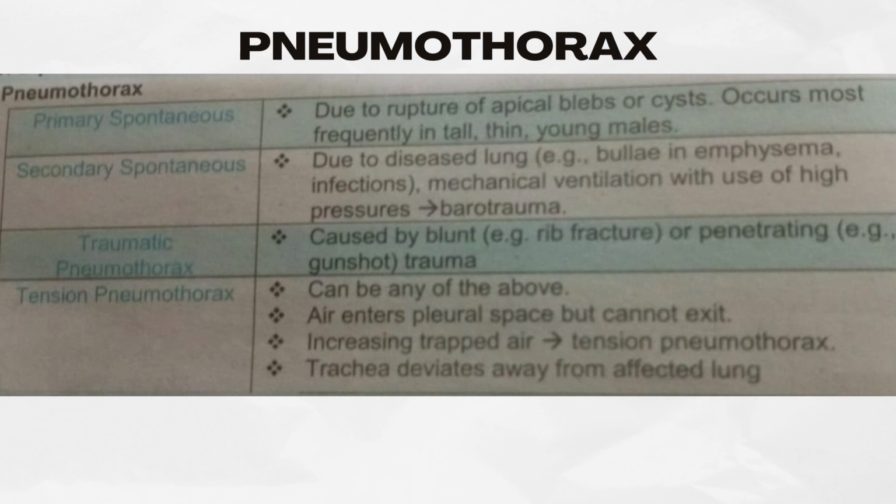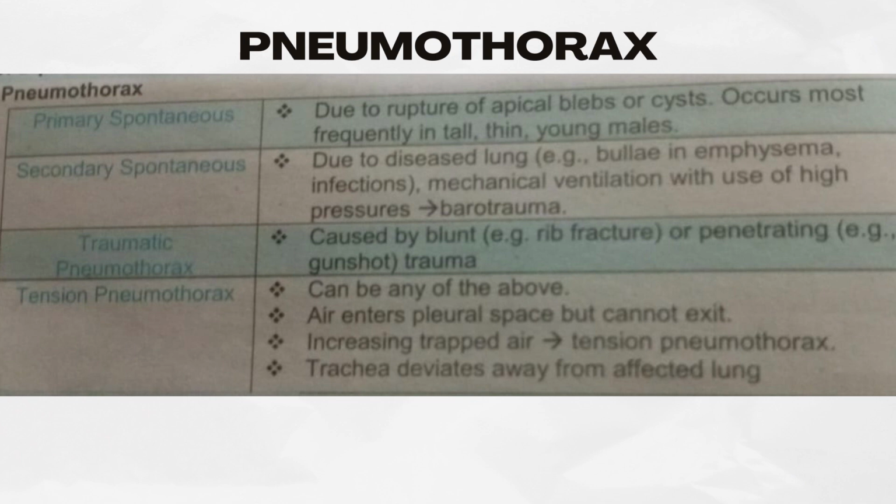Then there is traumatic pneumothorax, which is caused by blunt or penetrating trauma. A blunt trauma could be a rib fracture, and a penetrating trauma could be a gunshot wound. Tension pneumothorax can be any of the above, where air enters the pleural space but cannot exit, and there is going to be increased trapped air.